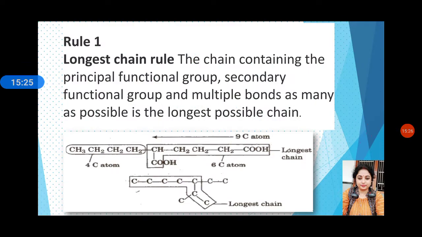Let's see the general rules. Rule number 1, the longest chain rule. The chain containing the principal functional group, secondary functional group, and multiple bonds, as many as possible, is the longest possible chain.